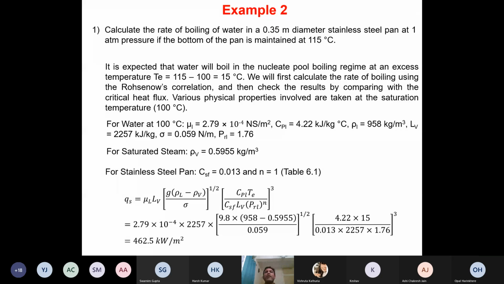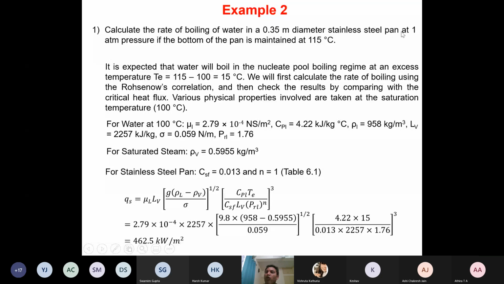So what is being given here is, if we assume that the saturation temperature of the water is 100 degrees Celsius, that means the degree of superheat is 15 degrees Celsius. Okay. And again the diameter of the stainless steel pan is given and the pressure is given as 1 atmospheric pressure. So for the given condition for the water, we can find out all the properties of the water.